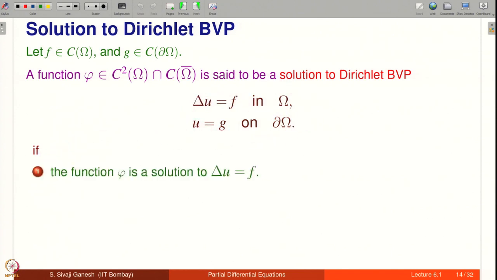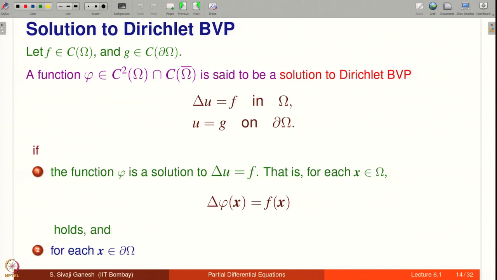If the function phi is a solution to Laplacian u equal to f, it means that for each x in omega, Laplacian phi of x should be equal to f of x. So, in order that the left hand side makes sense, we are assuming phi is C2 of omega. Now, there is a second condition, that is a boundary condition. For each x in the boundary of omega, phi of x should be equal to g of x.